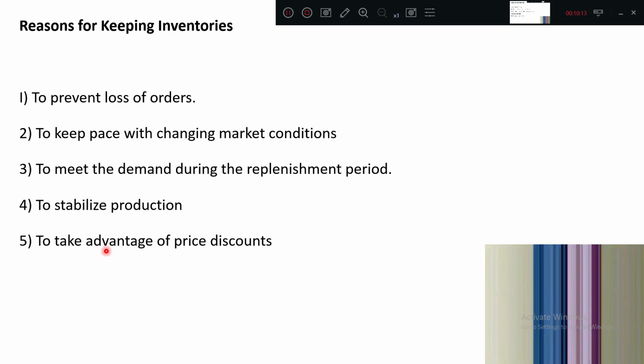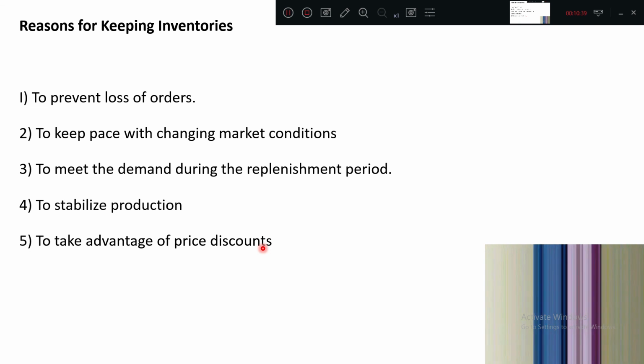To take advantage of price discounts. What do you mean by price discounts? By having controlled procurement, controlled buying or purchasing with a selected vendor for a long term relationship, you can get discounts. In that way you can save a huge amount of money.